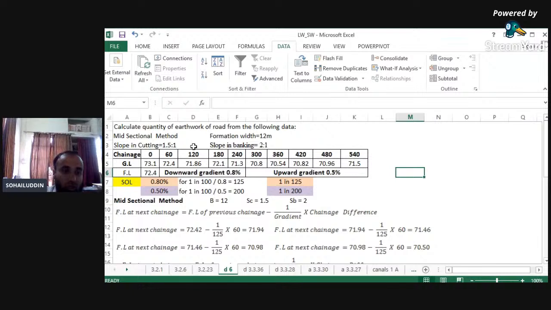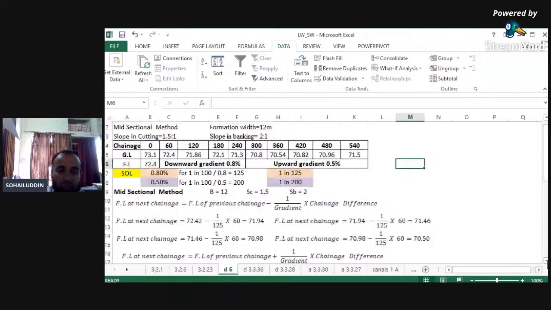How many values are there? So there are 1, 2, 3 and 4. That means 4 values come under downward. So these two values we have calculated, and these two values 70.94 and again 70.50. So these are the 4 values which come under the downward gradient with a slope of 1 is to 125. But the rest is 1, 2, 3, 4 and 5. From 300 to 540, there will be an upward gradient of 1 is to 200.